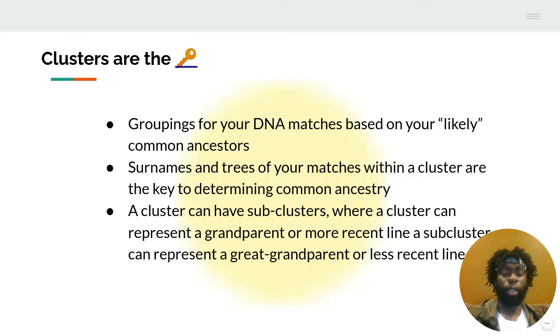So really, clusters are the key here. That's the starting point. Again, it's a grouping for your DNA matches based on likely common ancestors. So Tina and Miss Hall, for example, share a common ancestor or more. This is a way to identify surnames and view the trees of your DNA matches in a way that makes sense, because you're able to use that in collaboration with other trees within that cluster to fill out how people are relating to one another within a cluster and determine that common ancestry.